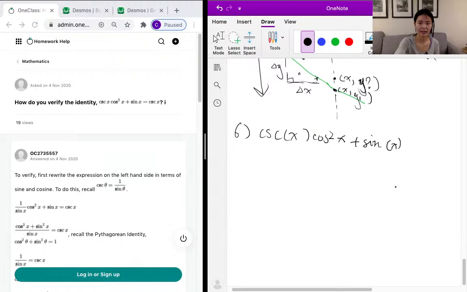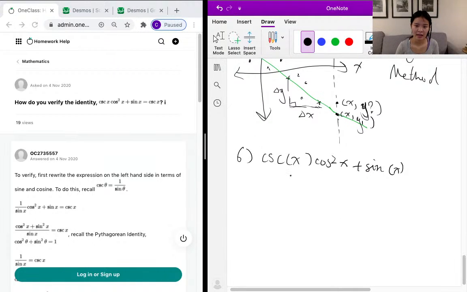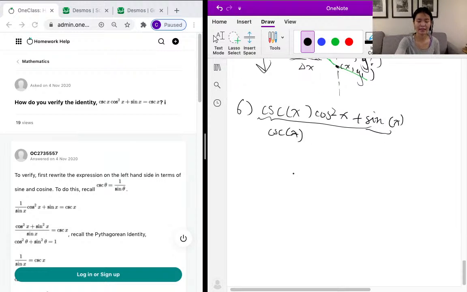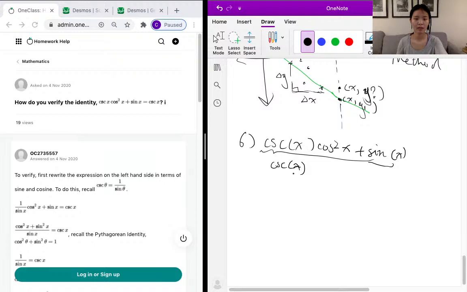and we're trying to simplify the left side of the equation to try to get this side of the equation to equal the right side of the equation. So we're basically trying to get this side of the equation to equal cosecant of x in the end. And this is how we verify this identity.